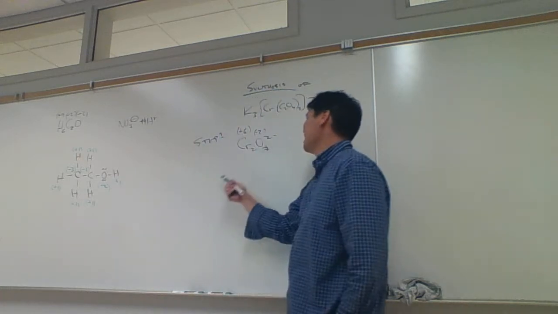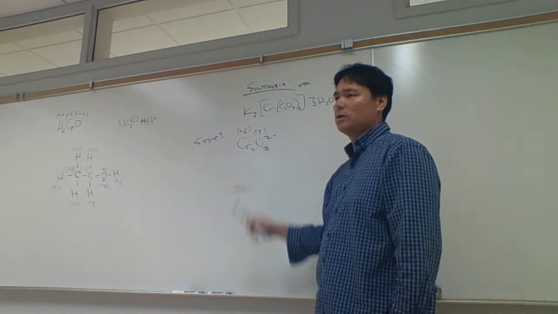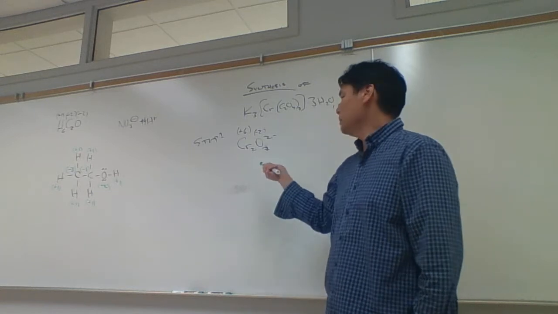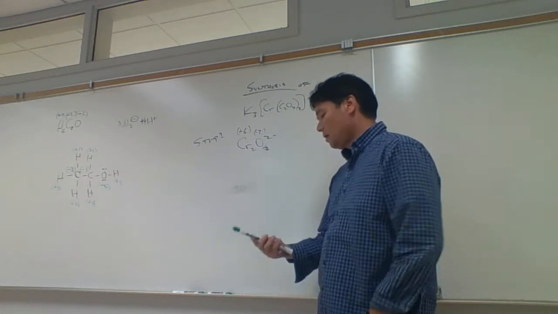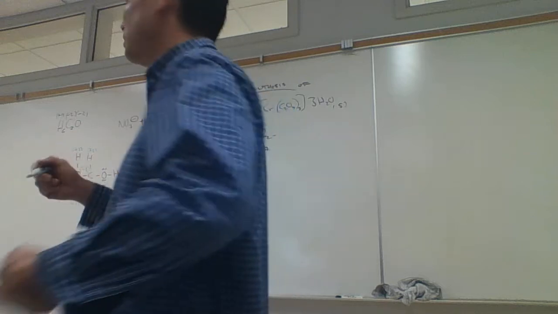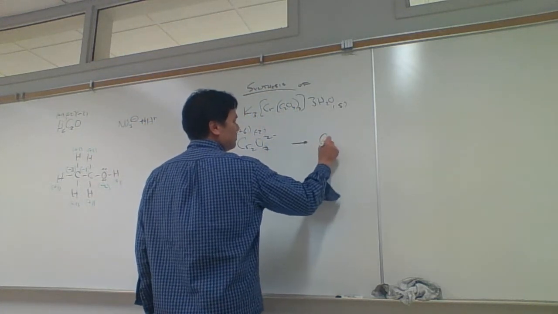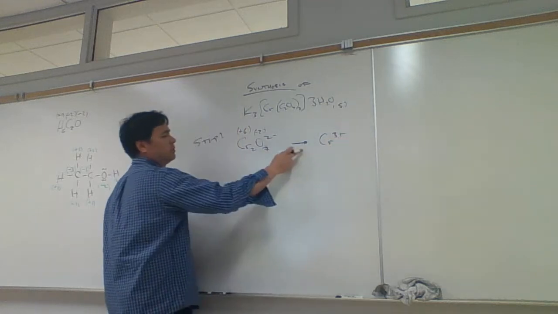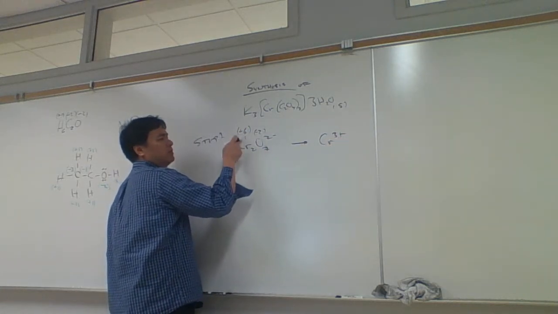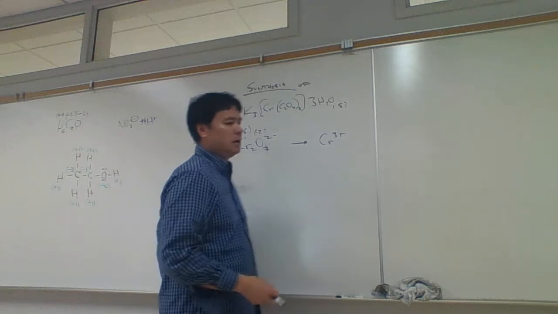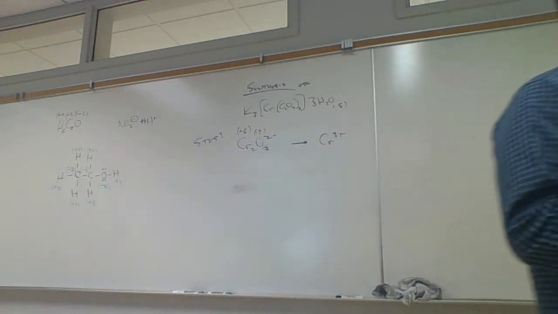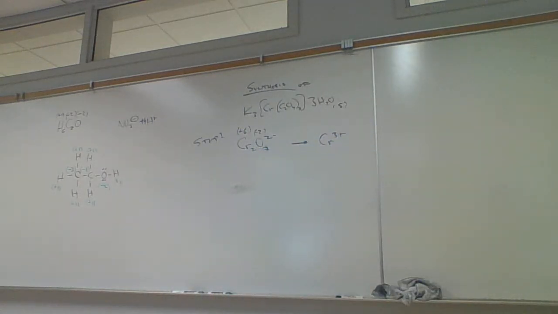Now that was nitric acid. This stuff is worse, you know? And so we don't want to mix this with a powerful reducer. But what we have to do is convert this into chromium 3+. To go from chromium 6+ to chromium 3+ requires a reducing agent.